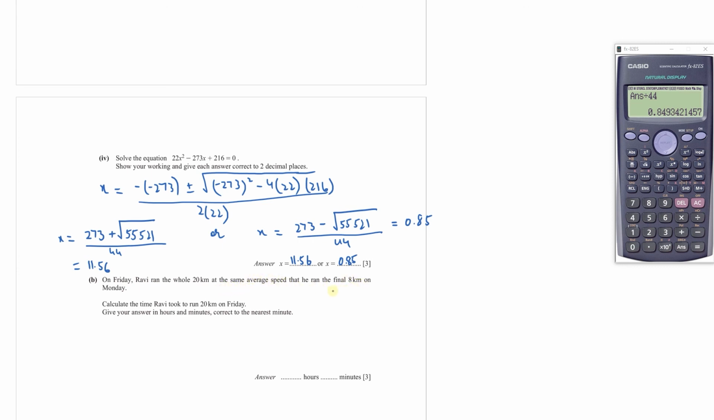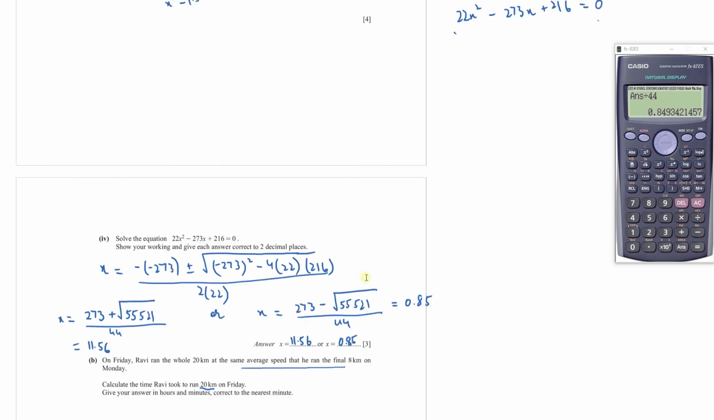Part B is: on Friday, Ravi ran the whole 20 kilometers at the same average speed that he ran the final 8 kilometers on Monday. Calculate the time Ravi took to run 20 kilometers on Friday, giving your answer in hours and minutes, correct to the nearest minute. So you know the distance is 20. You have to find the average speed at which Ravi ran this 20 kilometers. So we are given that the average speed is the same that he ran the final 8 kilometers on Monday.